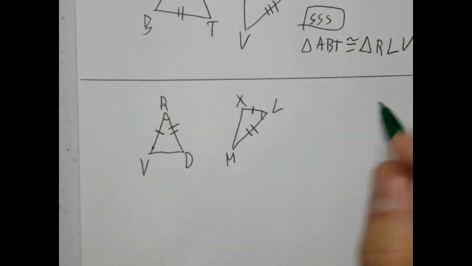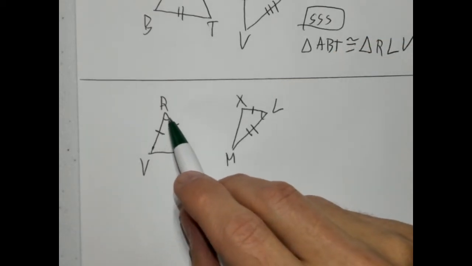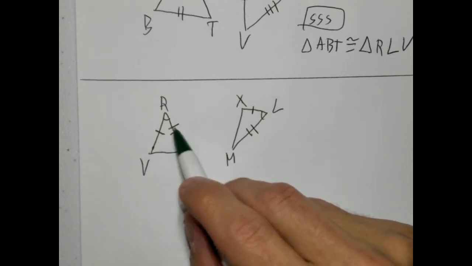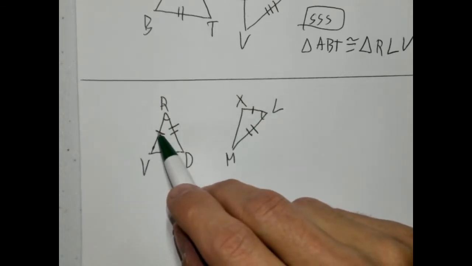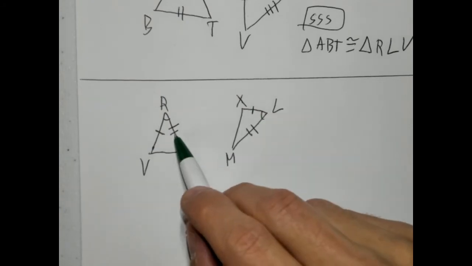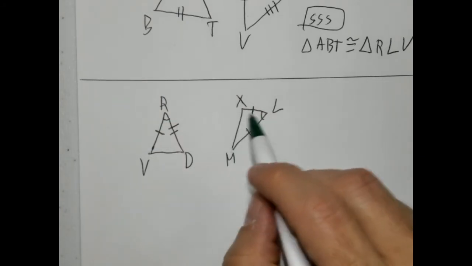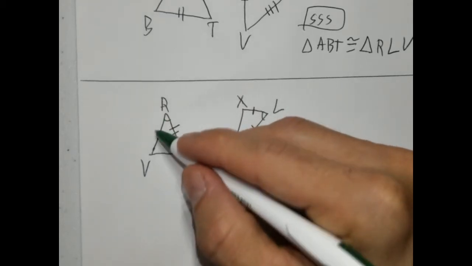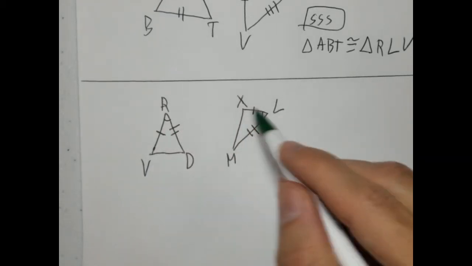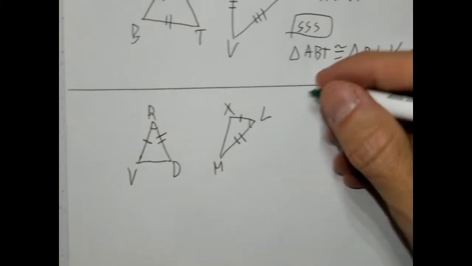So you'll notice here we have an included angle. The included angle is between two sides. That's what we call the included angle. VR is congruent to XL, RD is congruent to LM, and the angle that's included there, the one in between the two sides, is also congruent. So it goes in this order: side, angle, side. I'll write it over here.